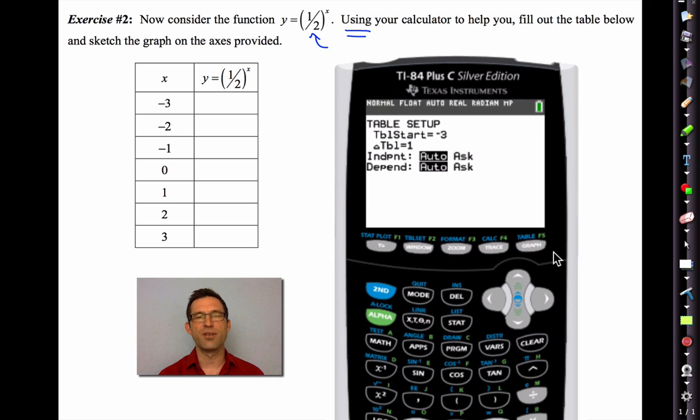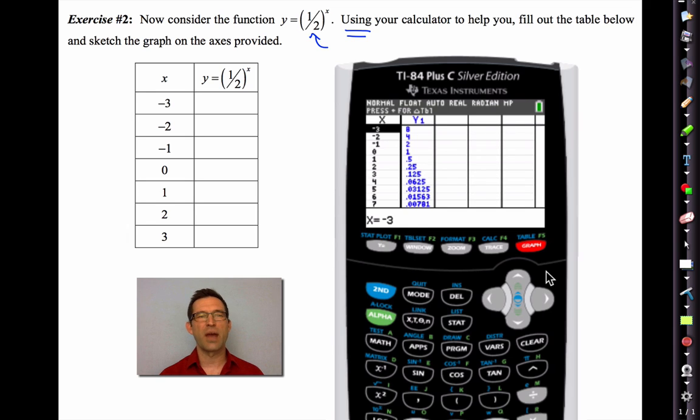And then let's go into the table, which we can access right here. All right, we're now into the table. So now it's just a matter of writing things down. So for -3, what we see is an output of 8. For -2, we see an output of 4. For -1, we see an output of 2.